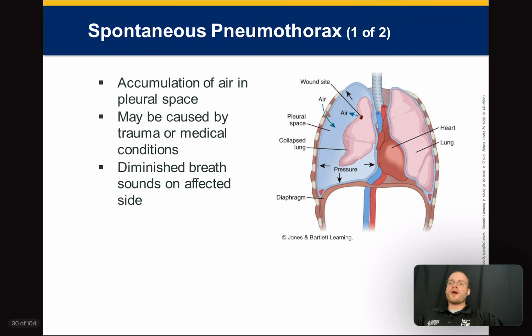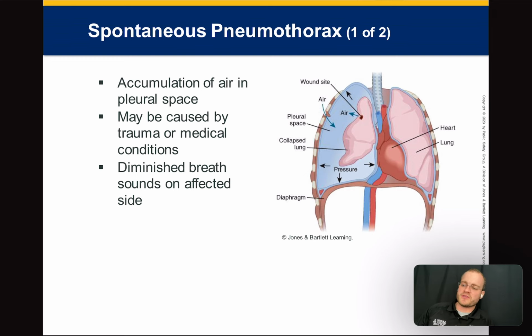Now, there's this thing called a spontaneous pneumothorax. The word pneumo means air in the thorax, okay? The chest, the thorax. Typically, you see a pneumothorax in trauma, right? Like a gunshot wound to the chest, or a blast, or an explosion, or a stab wound, or something like that. Now, we also can see this spontaneously, so it can just randomly happen.